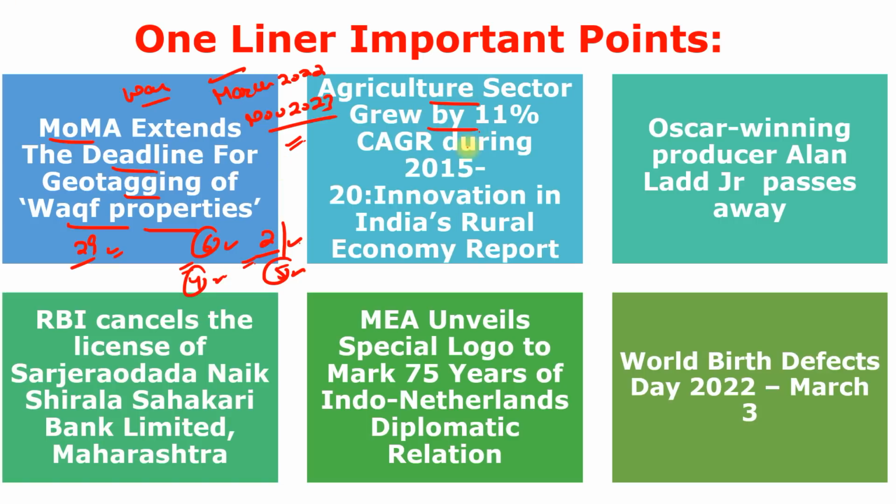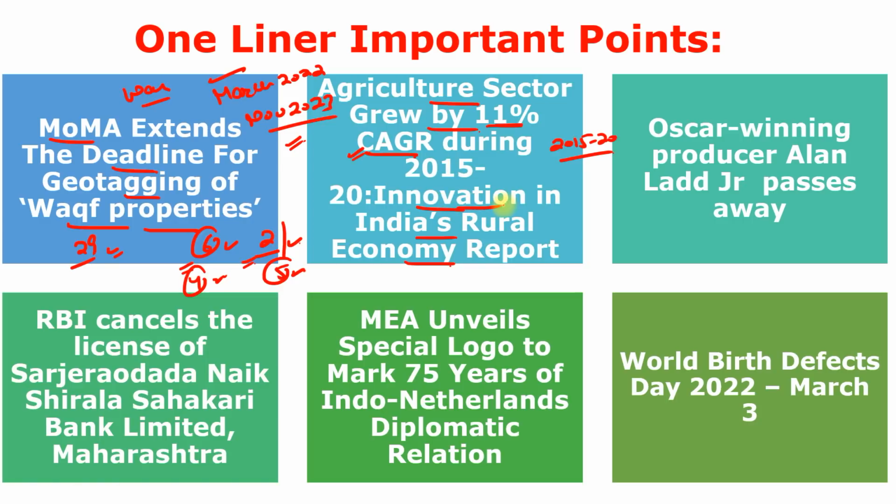Next, agriculture sector grew by 11%, and it is a report of Confederation of Indian Industry, and this report is known as Innovation in the India's Rural Economy. And remember, this is very important because agriculture sector has grown at a CAGR, it means compound annual growth rate, of 11% during 2015 to 20. And it is with the support of the government and other private sector initiative toward the physical and digital infrastructure. So just remember the factual data, the total growth is 11% in the agriculture sector.